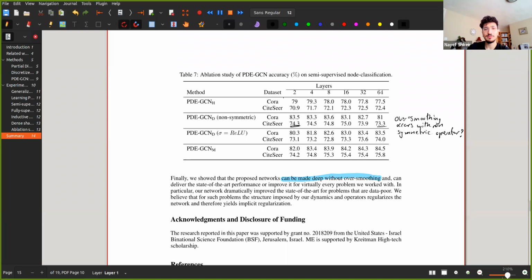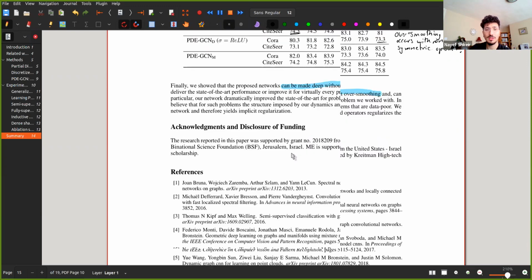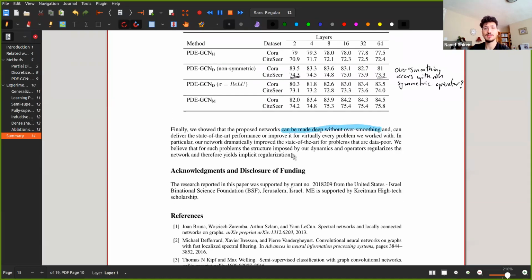And so yeah, that's pretty much all the results, which show that with this PDE GCN network, you can increase the number of layers as you want without oversmoothing happening, and you get pretty nice generalizability to a local versus global classification problem. And yeah, that's it.